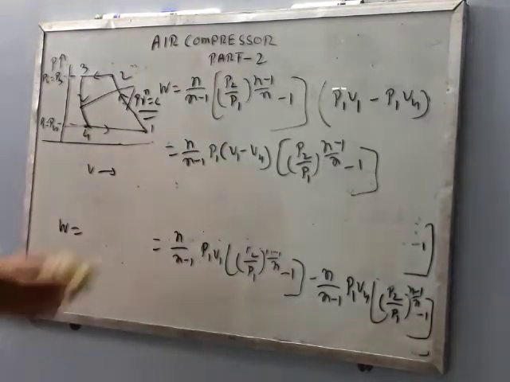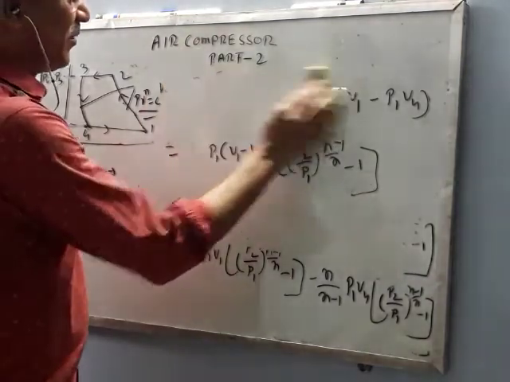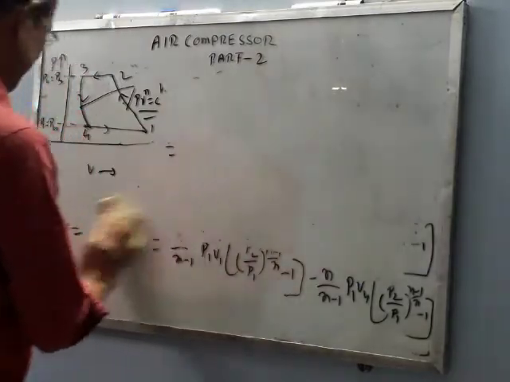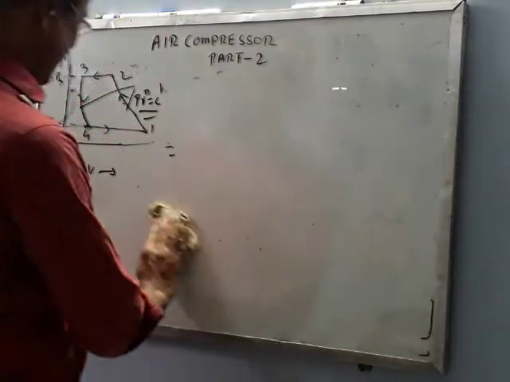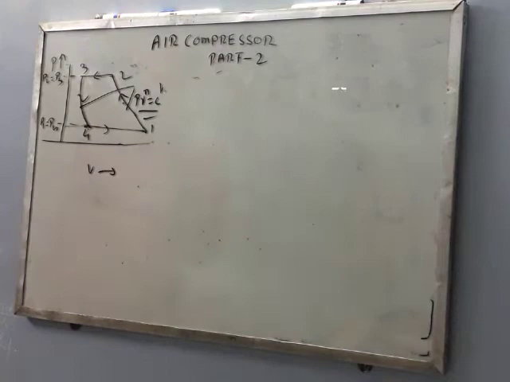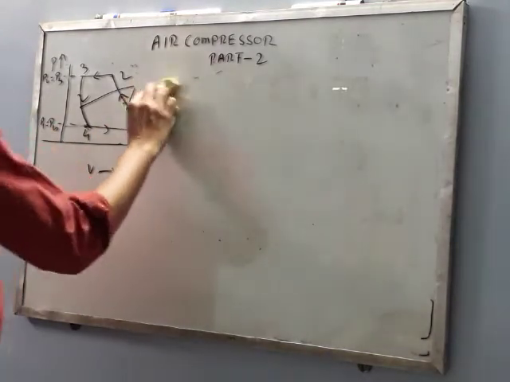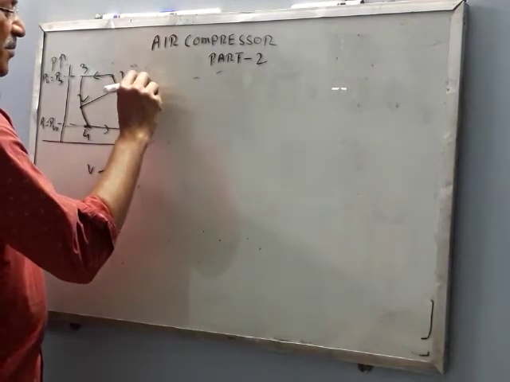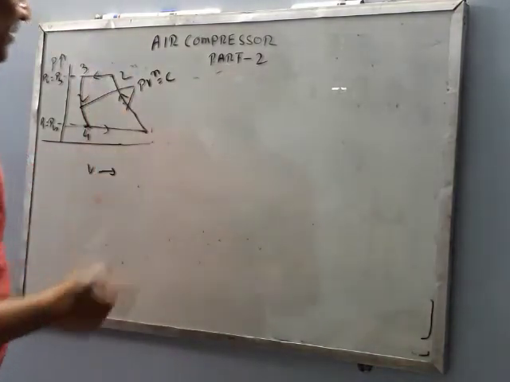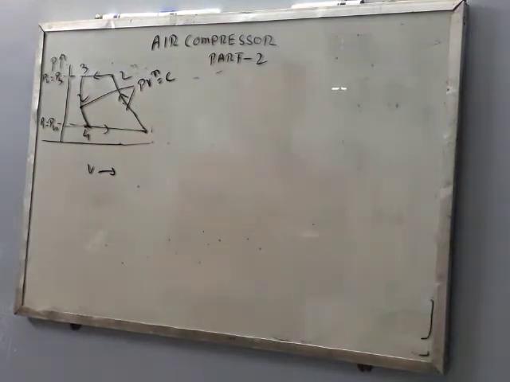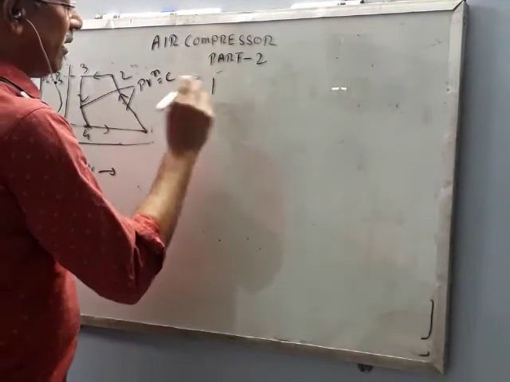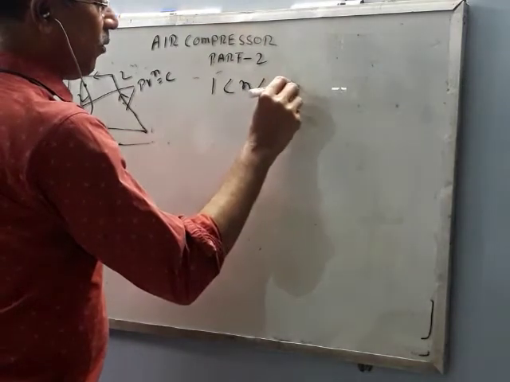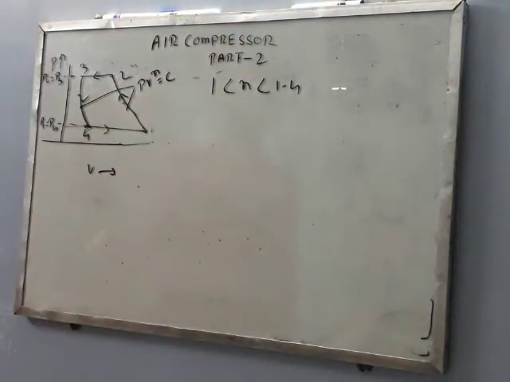Now next, we find what is the volumetric efficiency of an air compressor. So the diagram is the same. What is the volumetric efficiency? P V to the power n is equal to constant, where the value of n lies between 1 and 1.4. So how to find the volumetric efficiency of an air compressor?